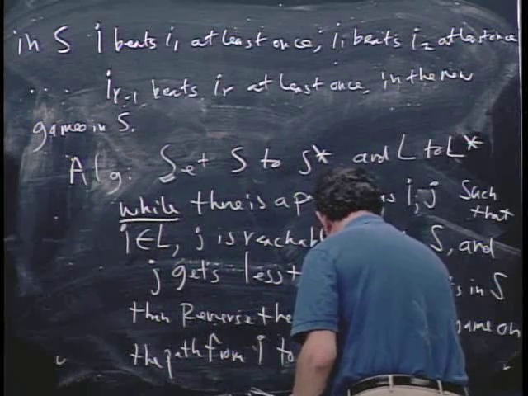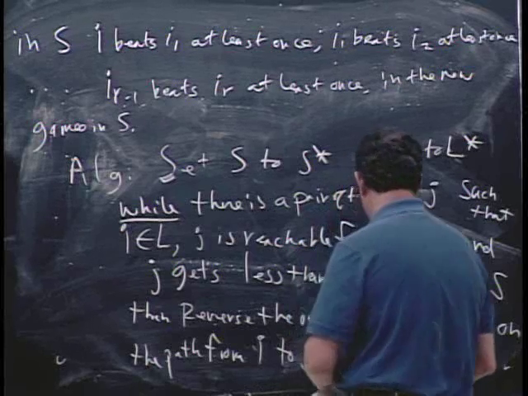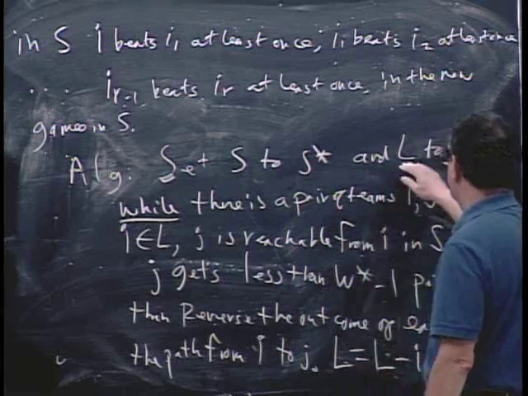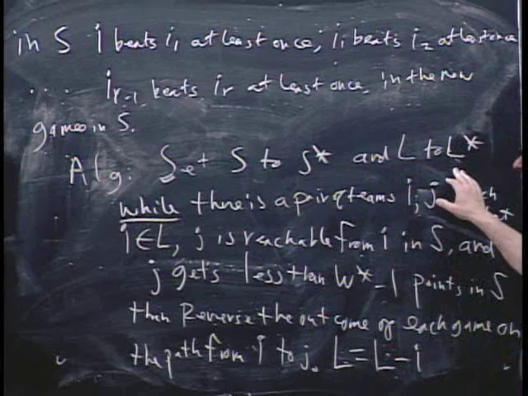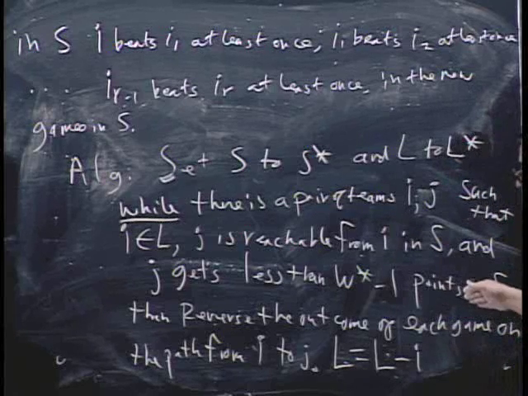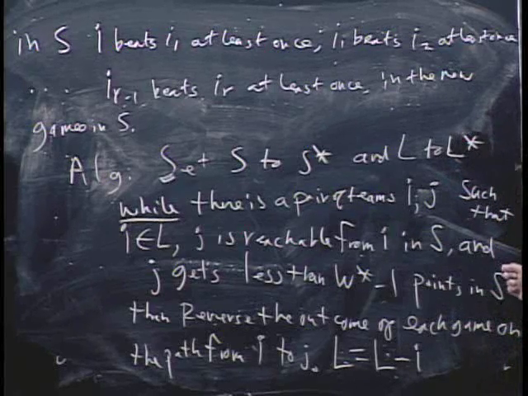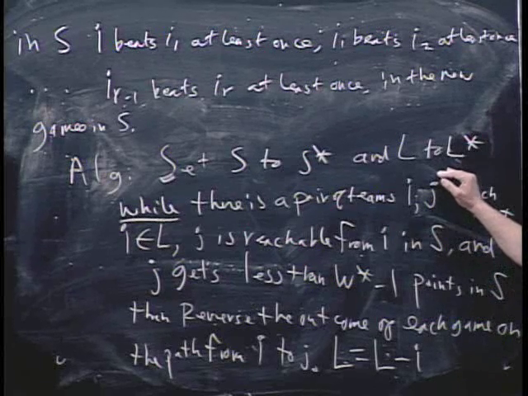Okay? So when you reverse all those games, L now equals L minus I. Okay? L started out as those teams that won W star games. And now we're making these changes where every team on that chain, except for the last one, loses a game compared to where they were.